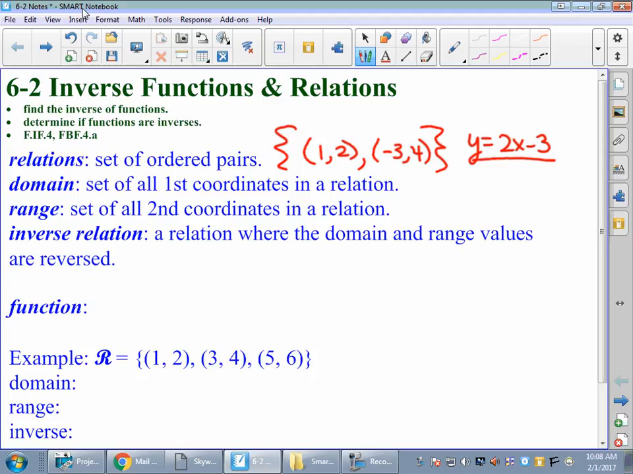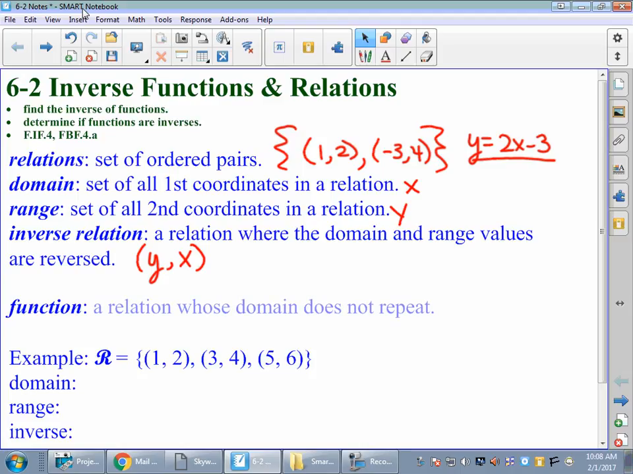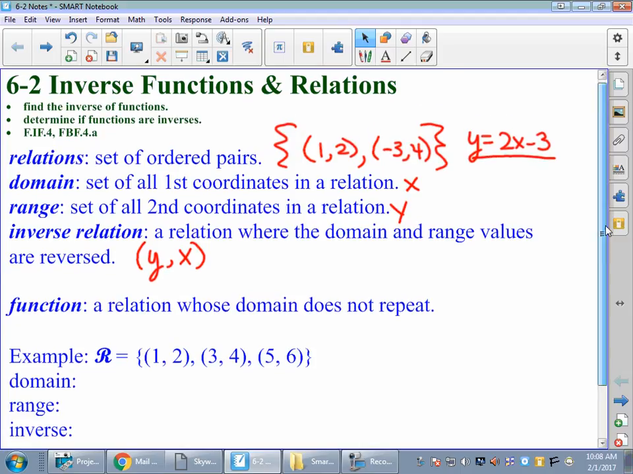The domain is the set of all first coordinates in a relation. That's your x values. The range is the set of all second coordinates, or your y values. And then the inverse relation is just flip-flopping your x's and your y's. So the inverse is the function or the relation that is in the form y comma x. A function is a special type of relation. It's a relation where the domain does not repeat. So as long as the x value is only there one time, it's a function.